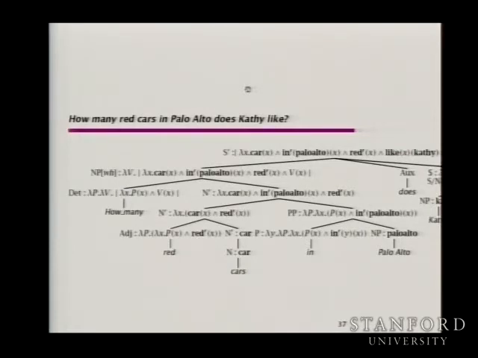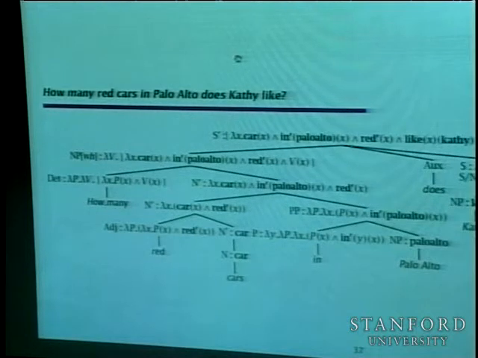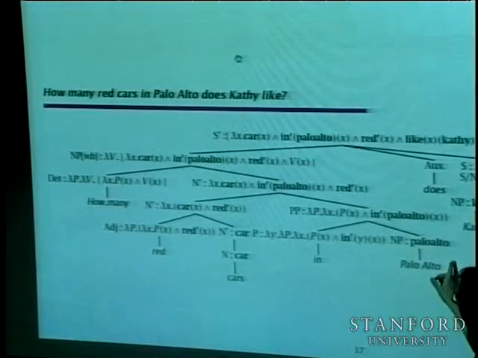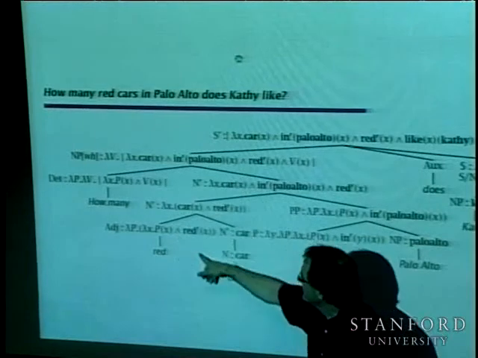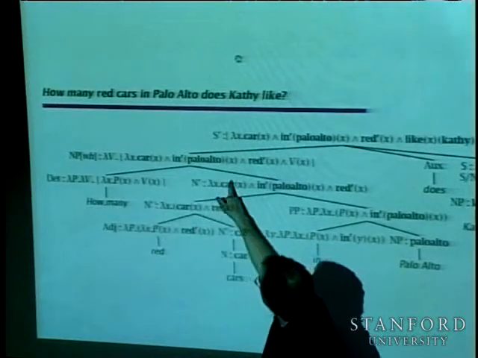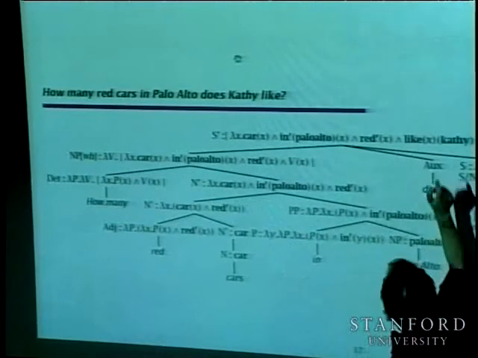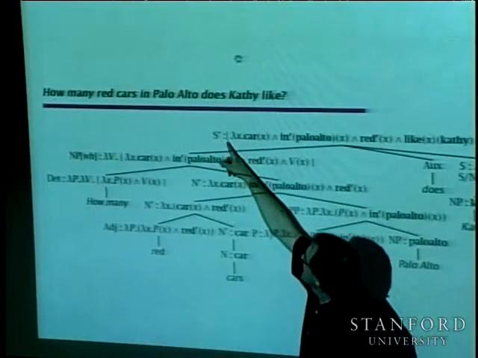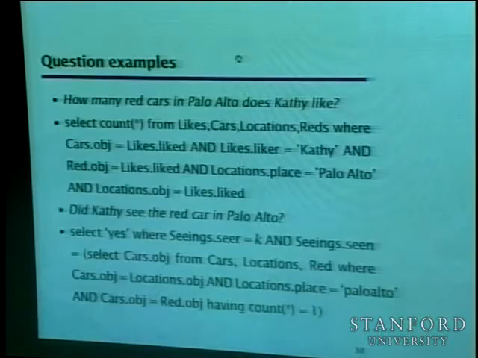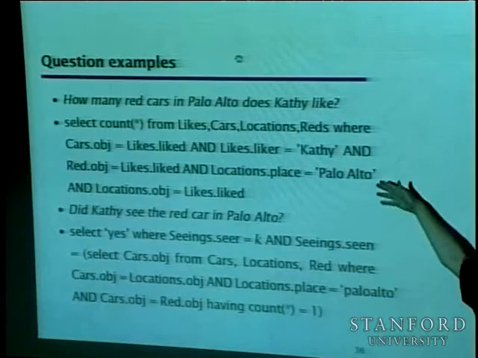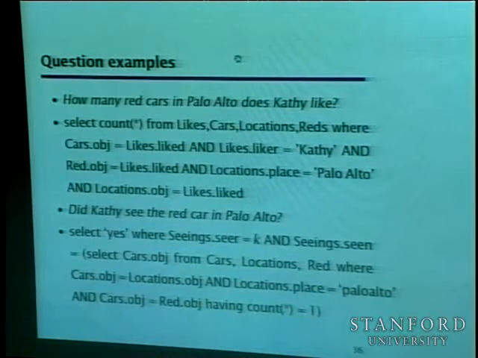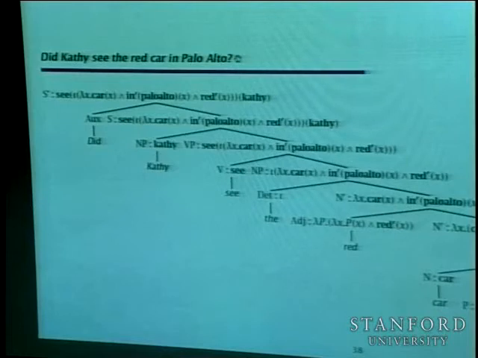So this is: how many cars in Palo Alto does Kathy like? We kind of make up the "does Kathy like" part here. And then for "how many red cars in Palo Alto," we make this property of red cars in Palo Alto just like before. And then "how many" takes first this property, and then it takes the "likes Kathy" property. And so it's returning the count of how many things satisfy this big composite property, and then we could translate that into our piece of SQL where we're doing a count operation on the things that are satisfied.